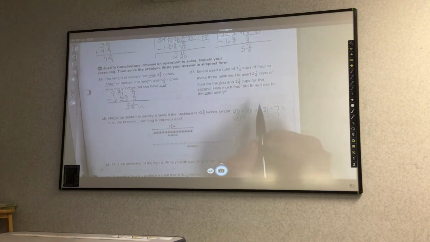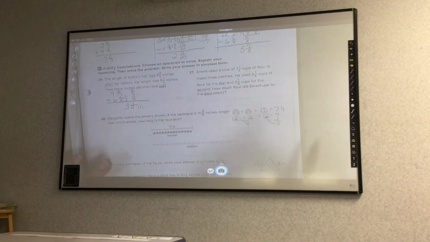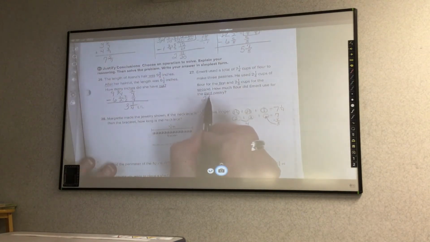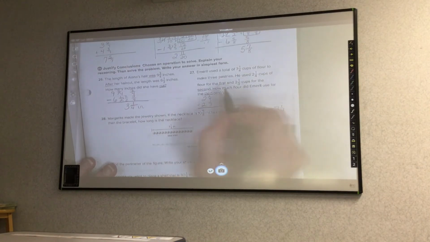Let's just say instead of 2 and 1/4, we'll just say 2 and 2. So 2 plus 2 plus something equals 7. Well, we figure out 2 plus 2 is 4. So then 7 minus 4 is 3. So 3 is the third pastry. You do the same thing with a fraction. So I take 2 and 1/4 plus 2 and 1/3. My common denominator is going to be 12. Take that times 3 over 3 and I get 3/12. Take this times 4 over 4 and I get 4/12. So 3 plus 4 is 7/12 and 2 plus 2 is 4.